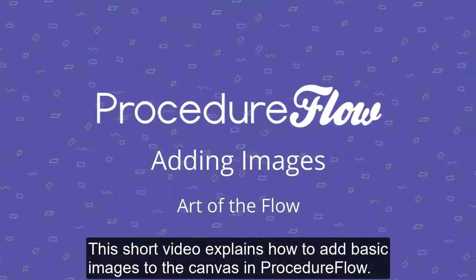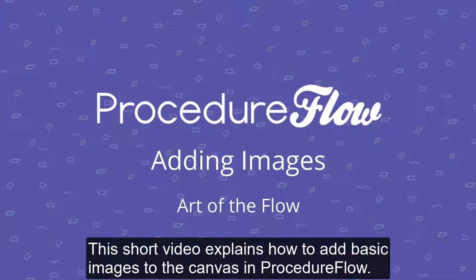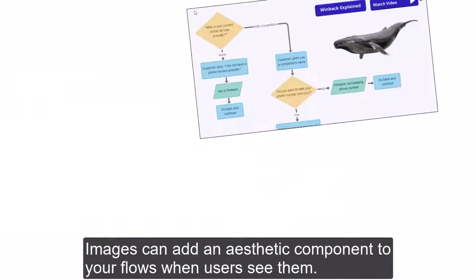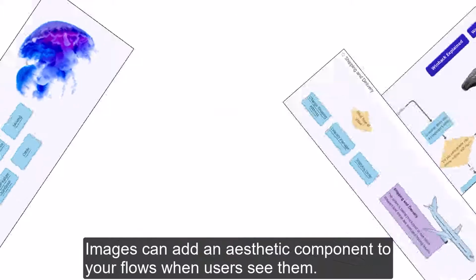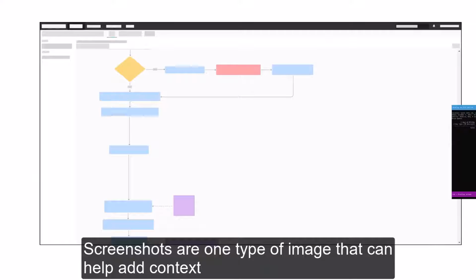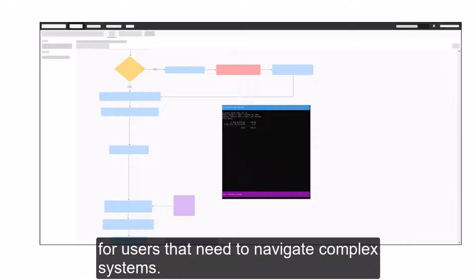This short video explains how to add basic images to the canvas in Procedureflow. Images can add an aesthetic component to your flows when users see them. Screenshots are one type of image that can help add context for users that need to navigate complex systems.